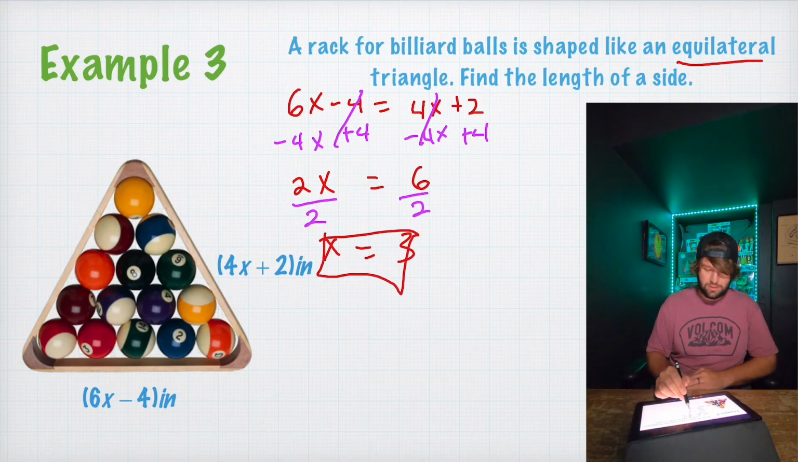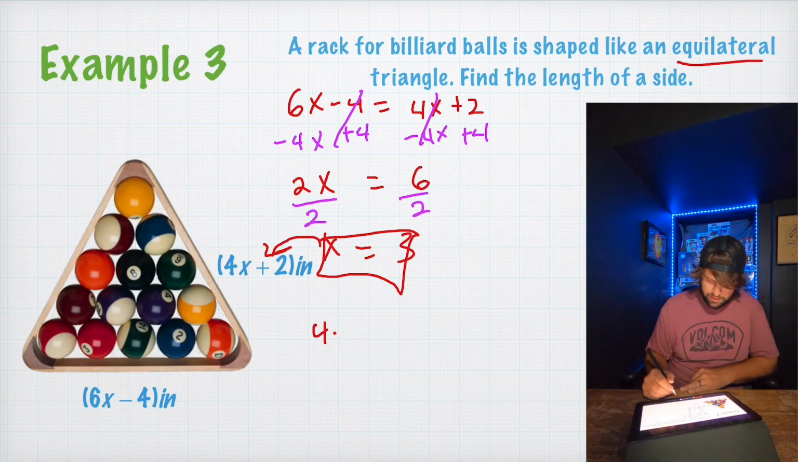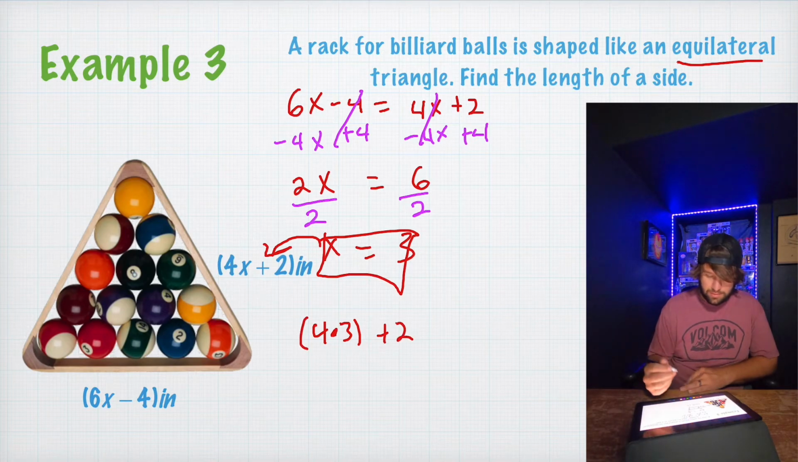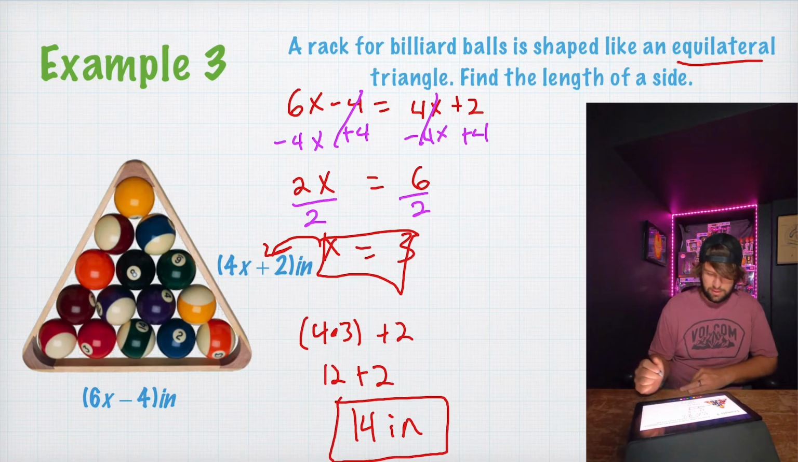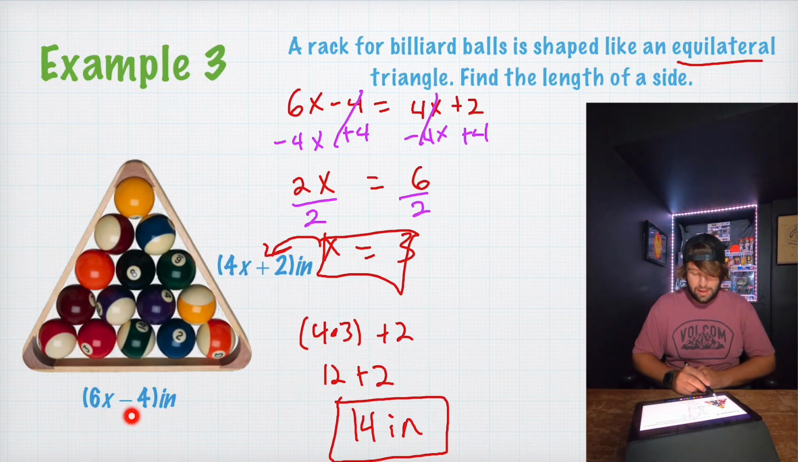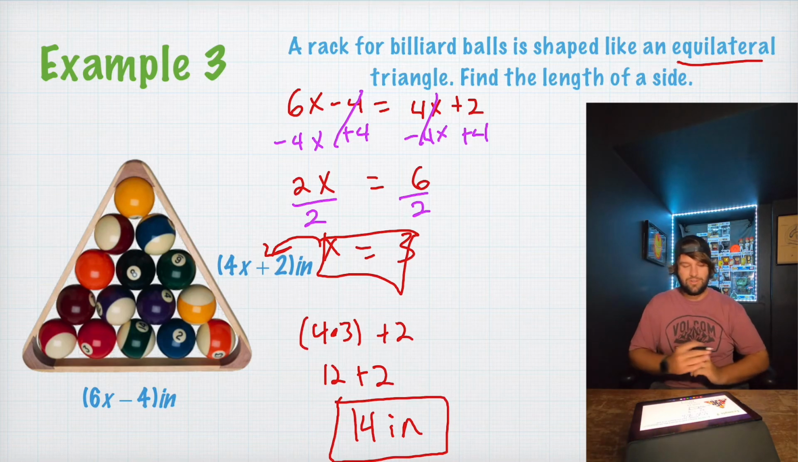Okay. Now we're not done there because they want to know what the length of one of the sides is. So we need to take this 3 and we can plug it into any one of these equations. I'm just going to plug it into the one closest. So we know that 4 times 3 plus 2 is going to be the length of one of the sides. Well, actually all of the sides. So 12 plus 2, 14 inches is what all the sides will equal. And that's going to be true here. If we would have done 6 times 3 is 18 minus 4 gives you 14. So all the sides are going to be 14 inches.